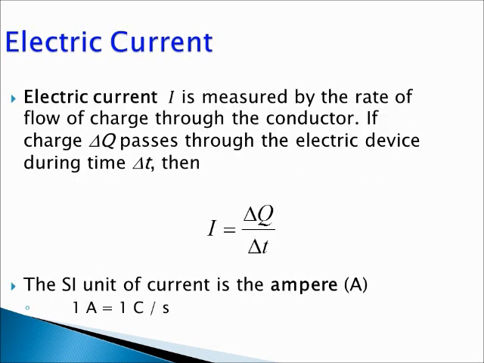Very often, we are interested to know how much charge passes through the conductor or other electric device during a given period of time. For this, we calculate a quantity called electric current I, which is the rate of flow of charge through the conductor. If charge delta Q passes through the electric device during time delta t, then I is defined as delta Q divided by delta t. In the SI system of units, the current is measured in amperes. The current of 1 ampere carries 1 coulomb of charge per 1 second.